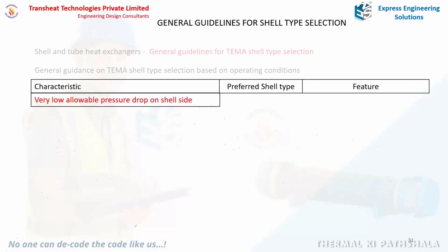Now, what do you do when you have a very low allowable pressure drop? Every fluid flow has pressure drop. And when you're talking about cross flow across the baffles, and counter current or co-current flow along the baffle due to the presence of baffles, you will have pressure drop which is substantially higher. So when you have a very low allowable pressure drop on the shell side, the preferred shell type to use is an X-type shell.